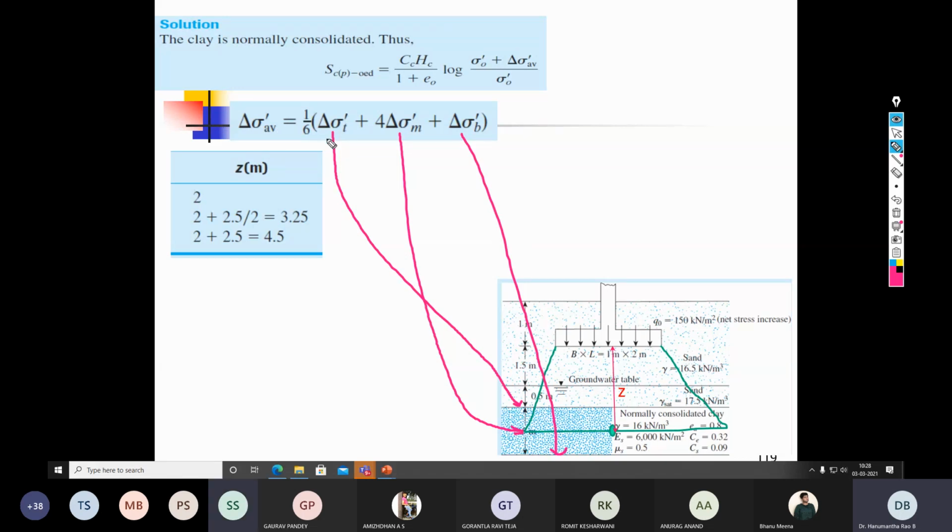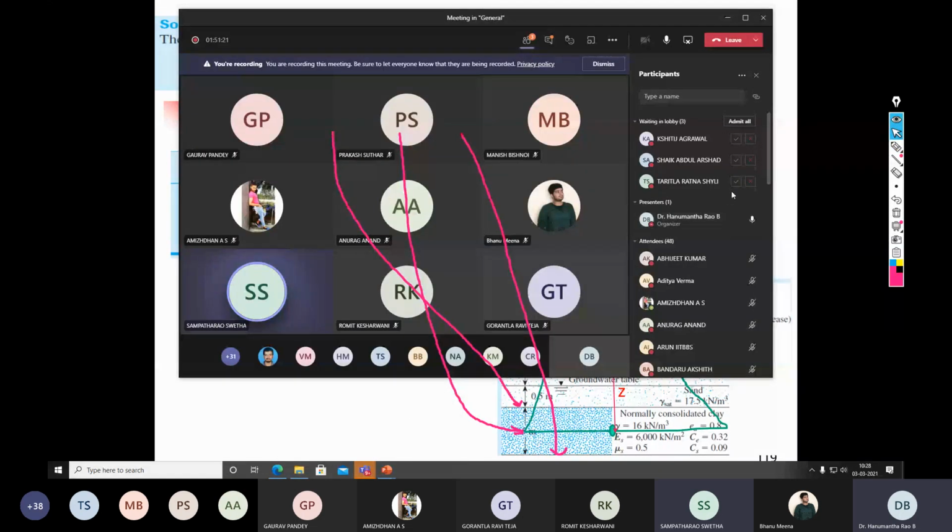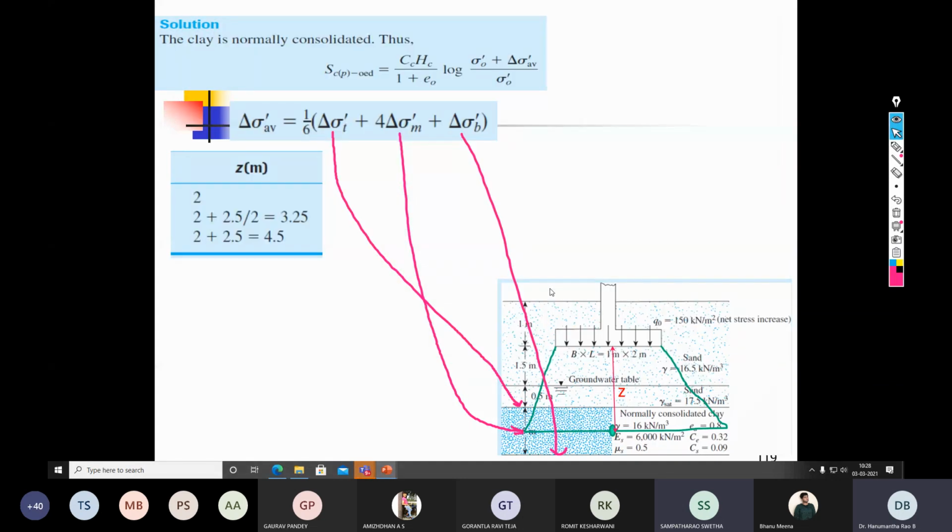Sir, can you please allow Ratna Shaili, sir? Due to poor network connection, she lost her connection. Thank you, sir.